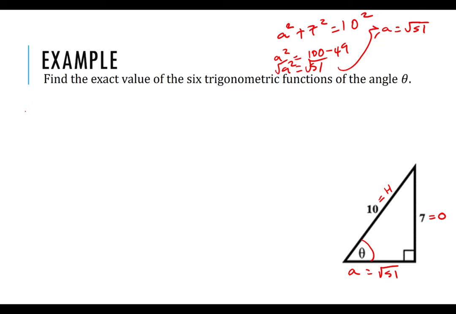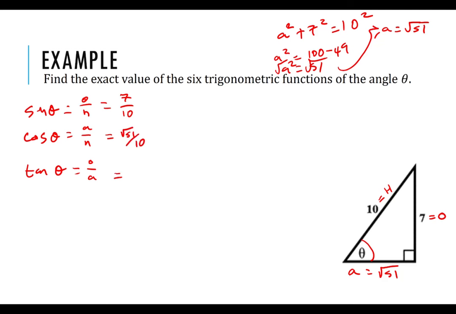At this point, I can find sine of theta, cosine of theta, and tangent of theta. I recall that sine is opposite over hypotenuse, cosine is adjacent over hypotenuse, and tangent is opposite over adjacent. Thus sine of theta is 7 divided by 10. Cosine of theta is root 51 divided by 10. And tangent of theta is 7 divided by root 51. If for some reason we have to rationalize, that's going to be 7 root 51 over 50.